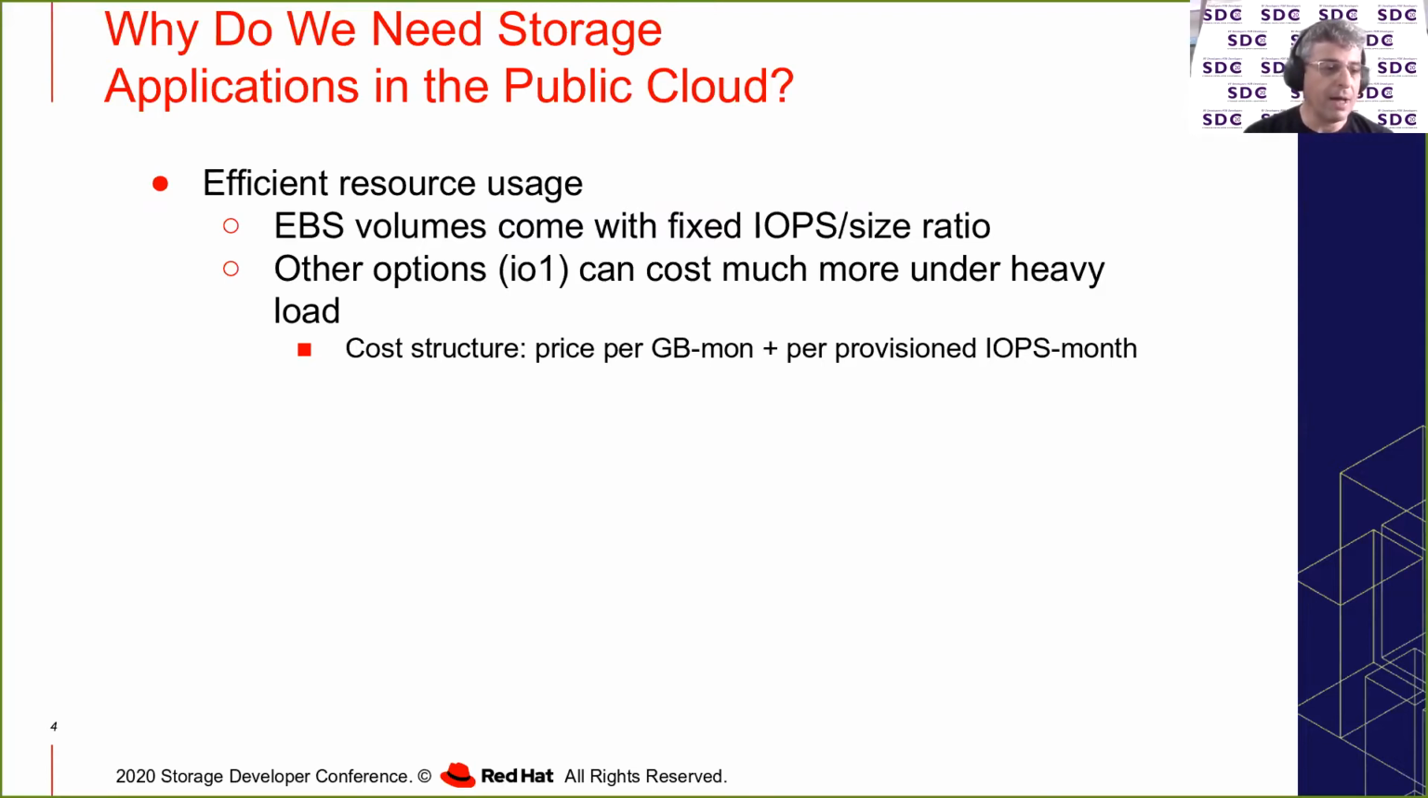So if we can combine several clients with different resource requirements, one needs more IOPS but less capacity, and the other more capacity but less IOPS, we can save on the usage of the cloud resources.